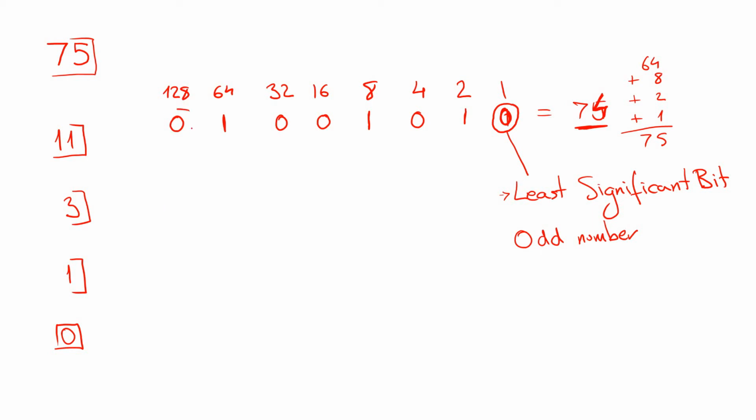The one on the other side, on the far left side, this is called the most significant bit. So this is the highest value in your binary number.